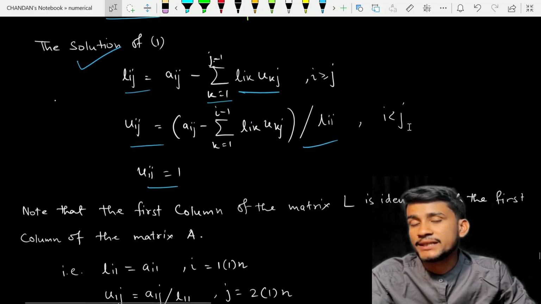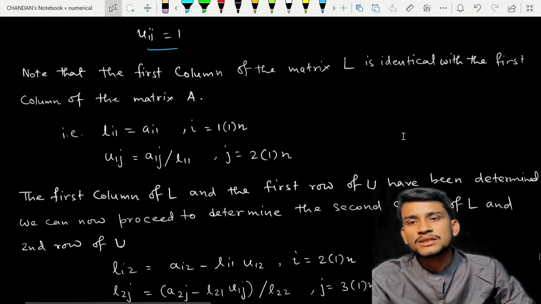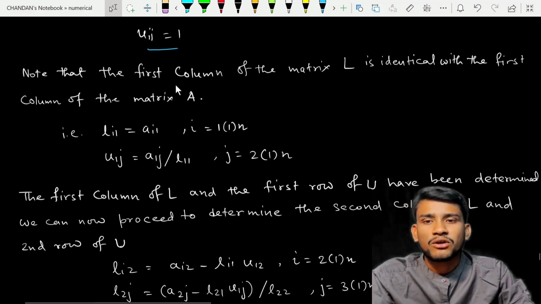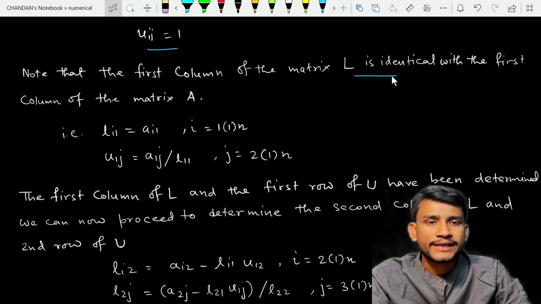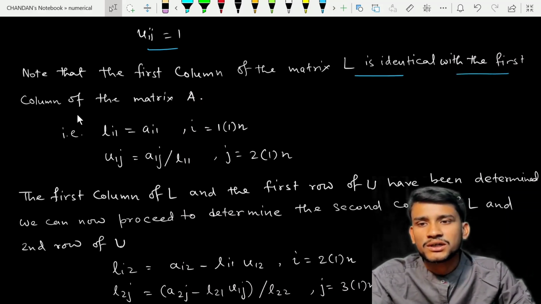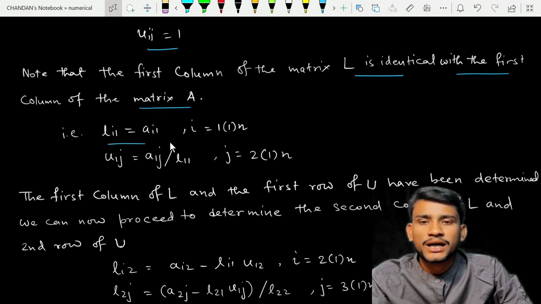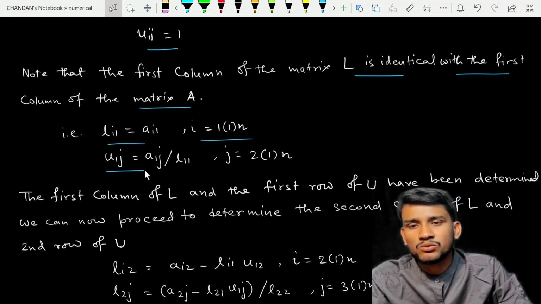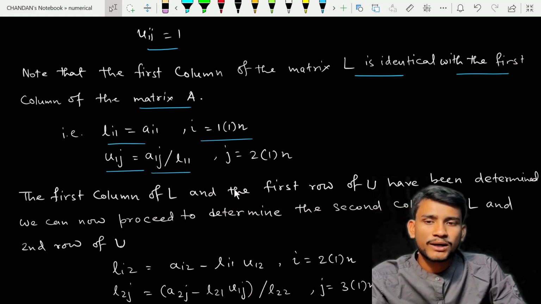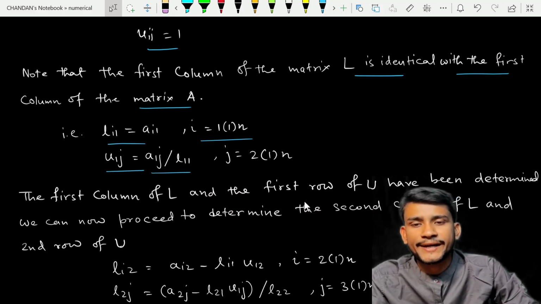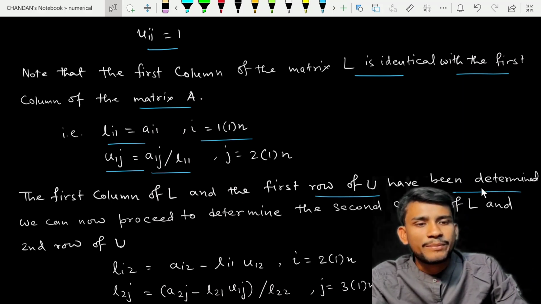Note that the first column of the matrix L is identical with the first column of the matrix A. That is, Li1 equal to Ai1, for i equal to 1 to n, and U1j is equal to A1j by L11. The first column of L and the first row of U have been determined.